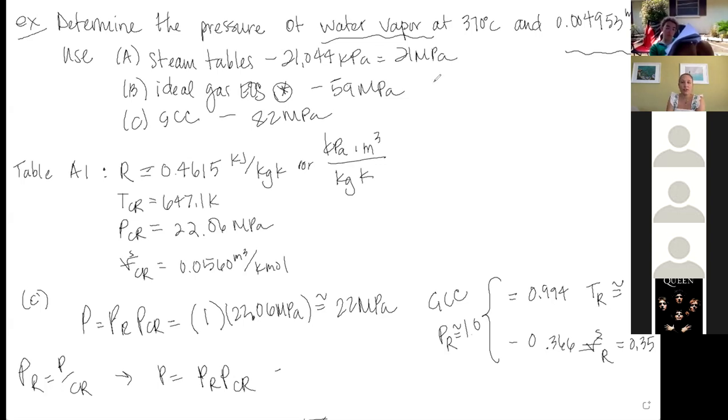And particularly since you're not told if it's a superheated vapor and you're not exactly sure which steam table to use, the generalized compressibility chart is a really nice way of finding your answer.